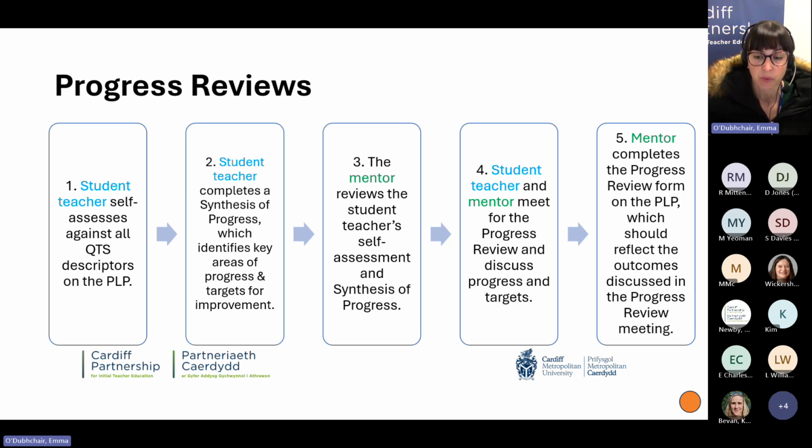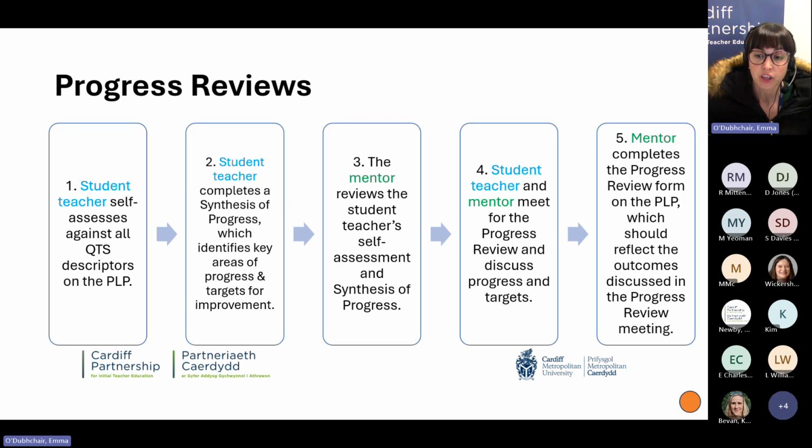So it really is important that you support them to get those targets for improvement in particular accurate, because that's hopefully going to be a touch point for them over the coming weeks after progress review 1 as they move forward to the end of the placement. Having done all of that preparation, the student teacher will then hand over to you.